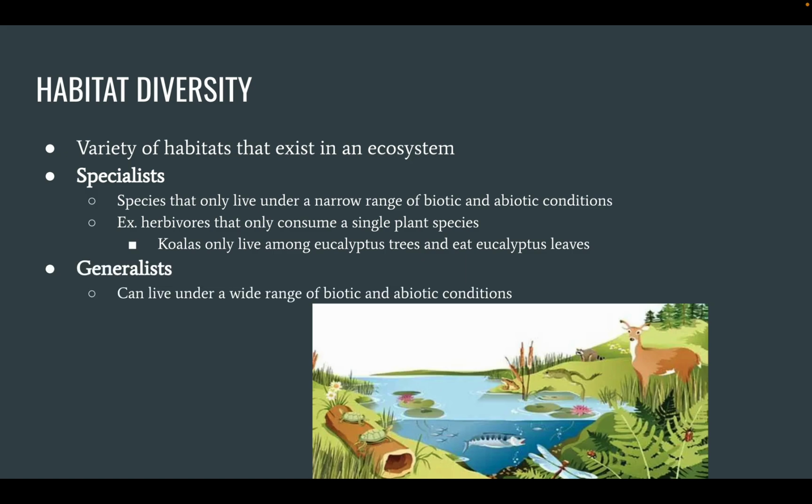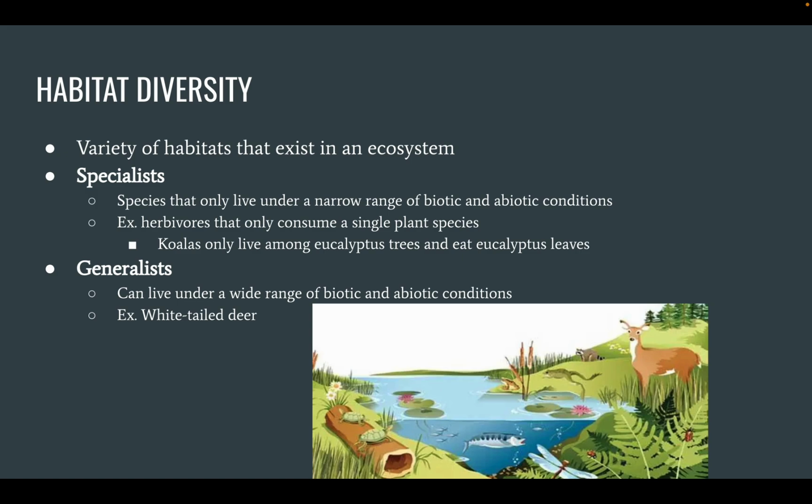Whereas generalists can live under a wide range of biotic and abiotic conditions. They're much more adaptive. For example, we talked about earlier the white-tailed deer that survive in a variety of different ecosystems and eat a variety of different foods. So generalists are more likely to survive than specialists because they can handle more change in an environment and can adapt to new environments with greater ease.